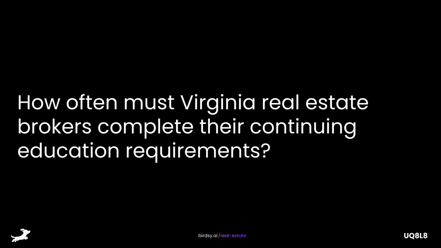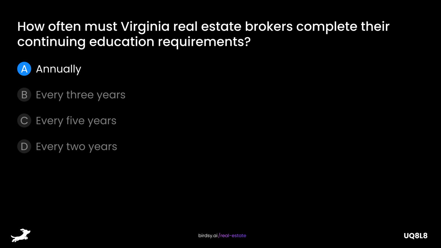How often must Virginia real estate brokers complete their continuing education requirements? Is it A, annually, B, every 3 years, C, every 5 years, or D, every 2 years? The answer is D, every 2 years.